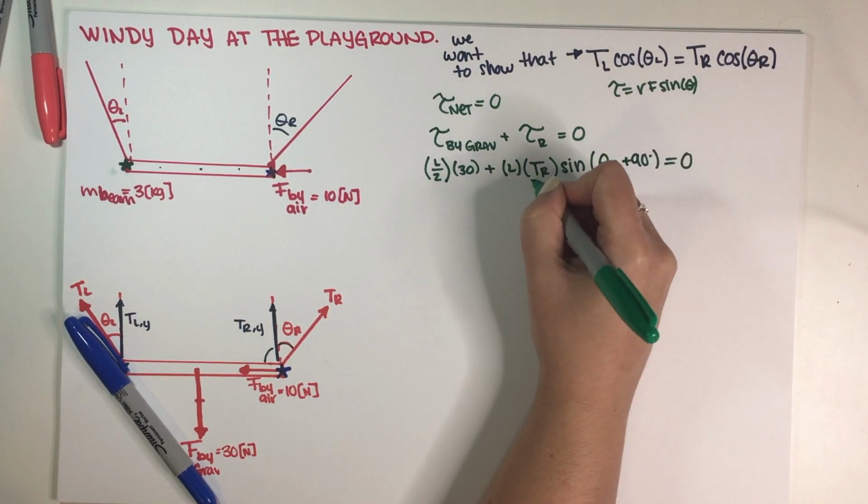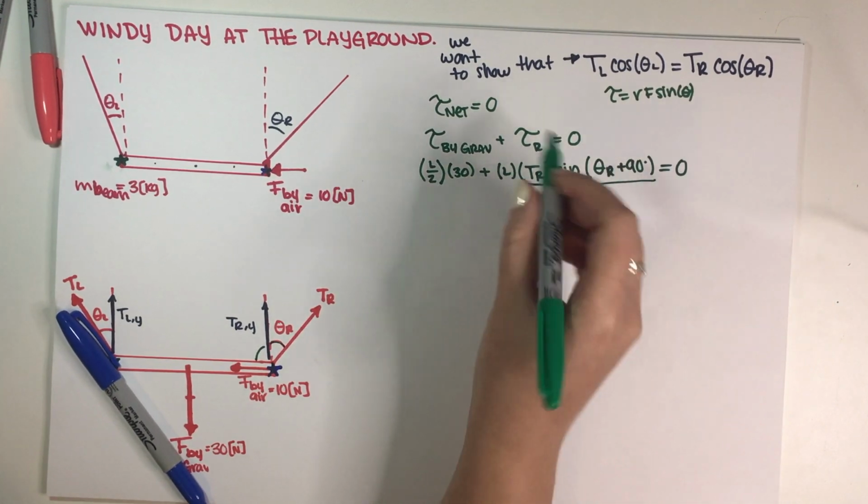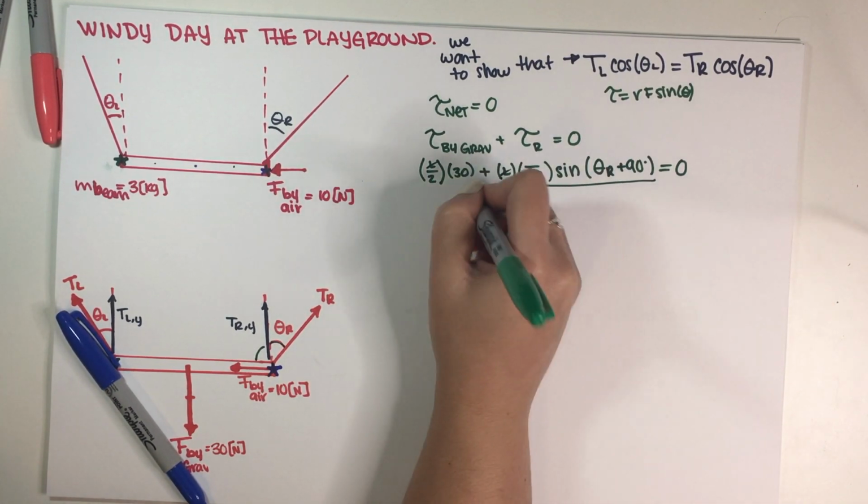Now I'm going to go ahead and solve for this chunk right here. So the L's are going to cancel out.